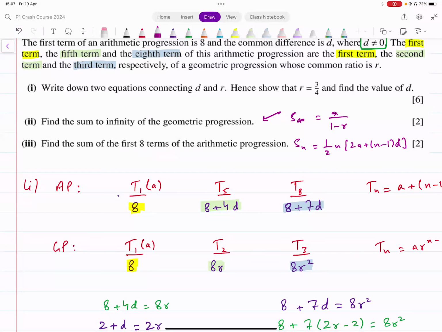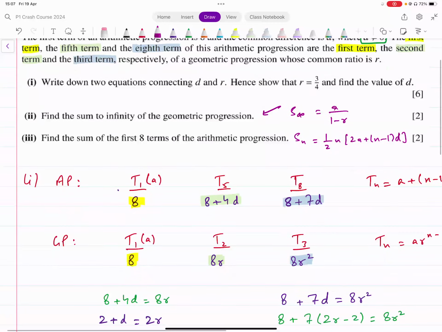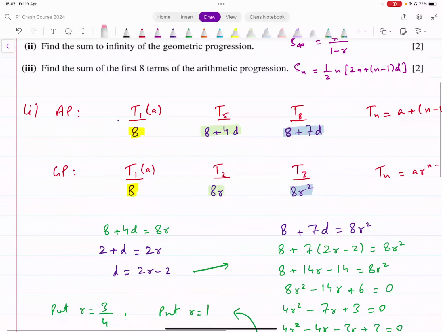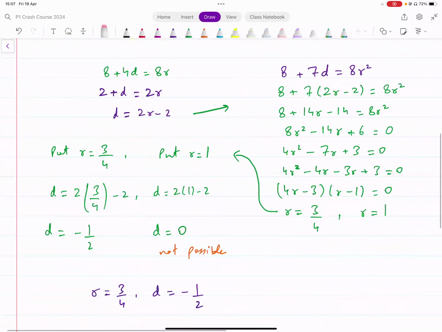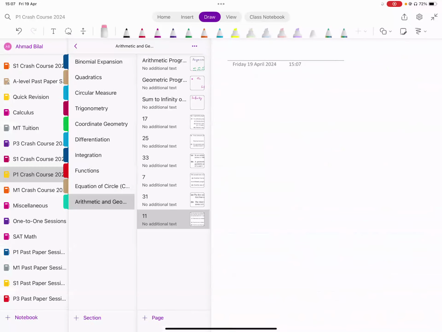All right. Any problem with this? Any questions, anyone? No, sir. Okay, good. Now let's move on to another question.